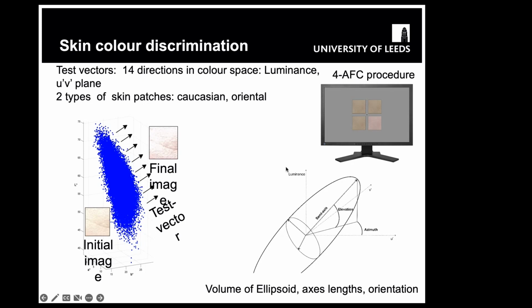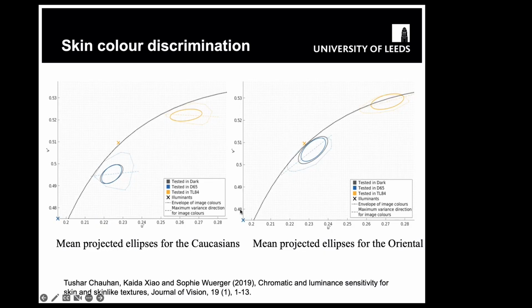And we do it in all different directions. I think we did 14 directions, and eventually we can plot the ellipses that indicate the just noticeable color difference for the skin color. This result is for Caucasian and this is the result for Chinese skin. And as you can see, all those ellipses, we did them under different lighting conditions, either in the dark room, or in daylight, or in the cool white fluorescent.